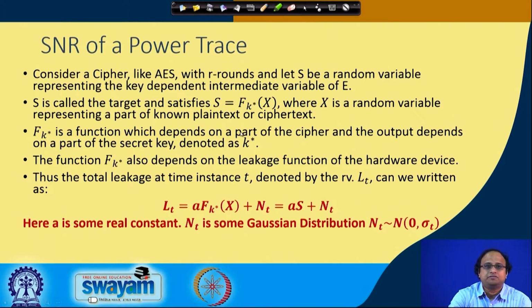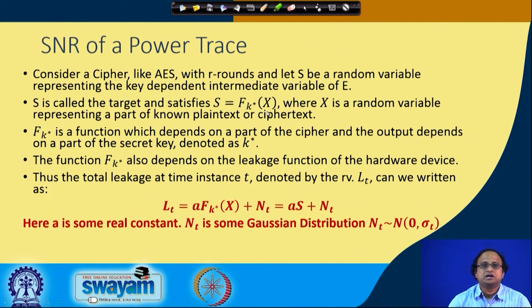Consider a cipher like AES, which has R rounds, and let S be a random variable representing the key dependent intermediate variable of E. For example, it could be the target S box input, or the target S box output if you are doing the attack from the plain text. So S is called the target, and it satisfies S = F_k*(X).